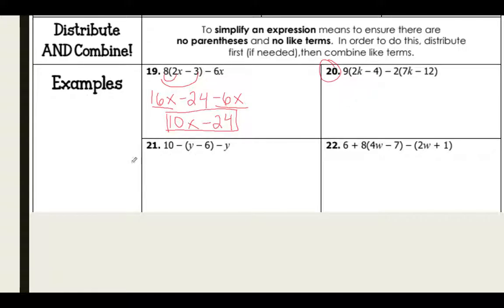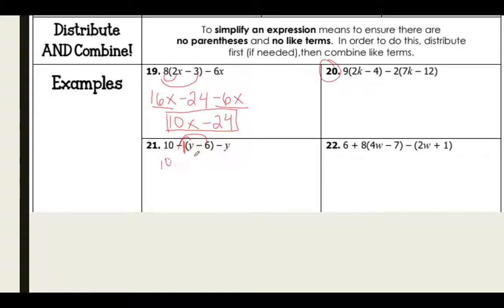So 21 is just a little bit weird, and the only reason why is because there's no number in front of these parentheses. There's a negative sign, which really means that this whole thing is being subtracted, or there's an imaginary negative 1 in front of there. So remember, we can put a 1 in front of anything that we want to and multiply it by 1. Or if there's a negative, I can really multiply it by negative 1.